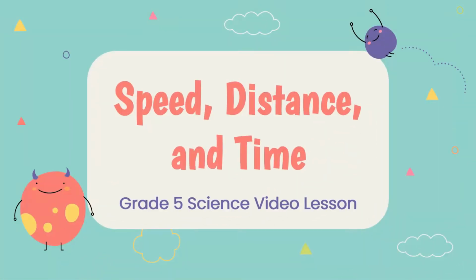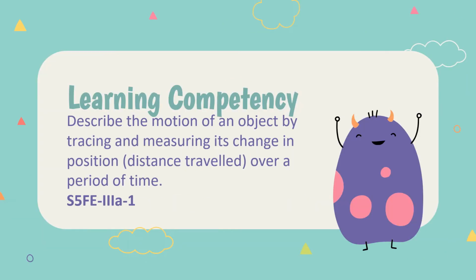In this Grade 5 Science video lesson, we will talk about speed, distance, and time. Here is the learning competency. Describe the motion of an object by tracing and measuring its change in position or the distance traveled over a period of time.